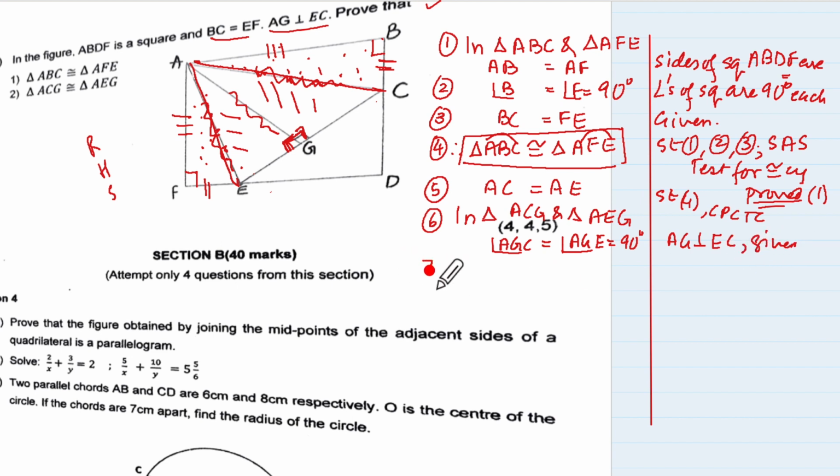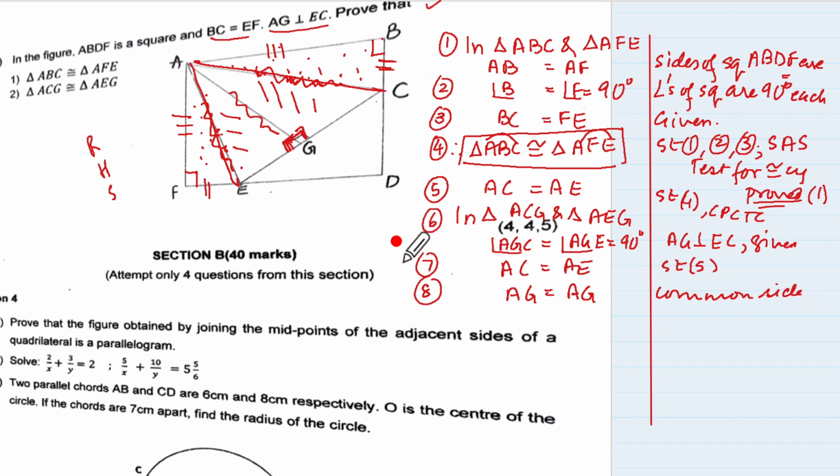Alright. Now the 7th one. What will we say for 7th one? We will have R, then H. That means I have to take this triangle first. So AC equal to AE, which is statement 5. And the 8th statement will be, now this AG equal to AG, which is common side. Alright. So you will see this is R, this statement, this is H, that is hypotenuse, and this is S.